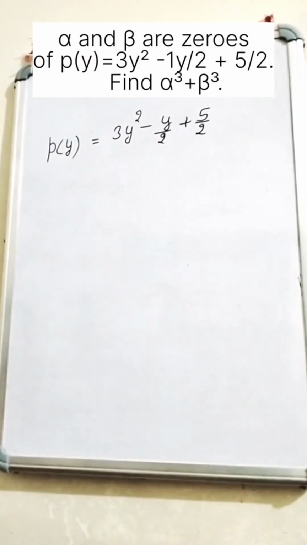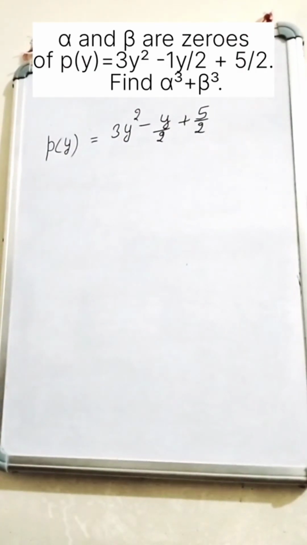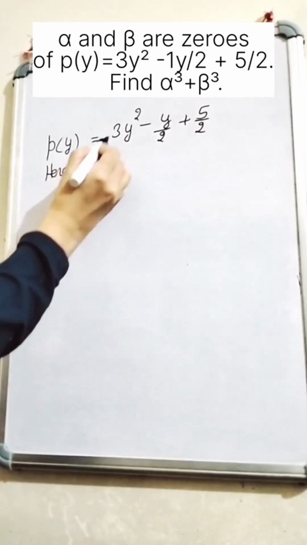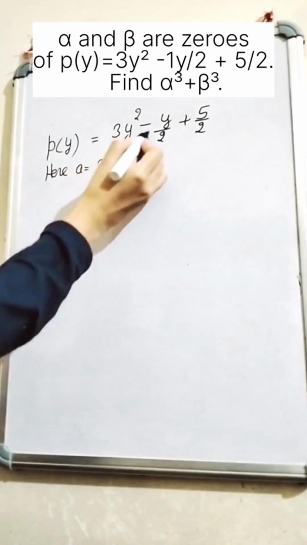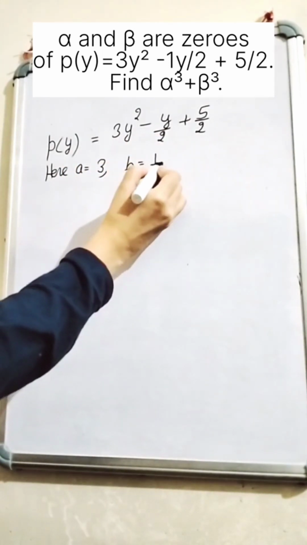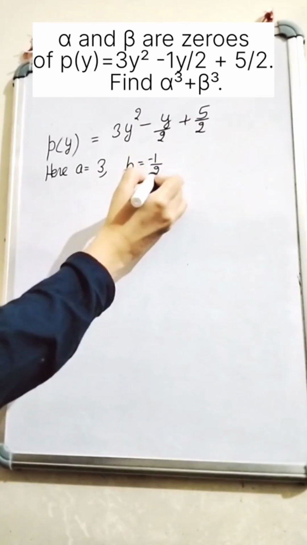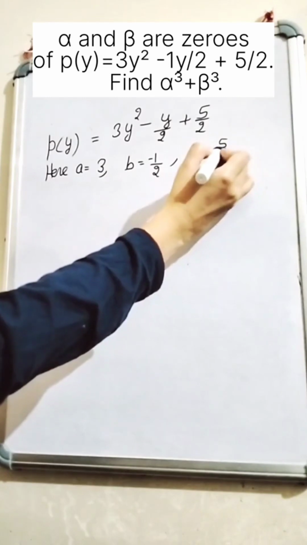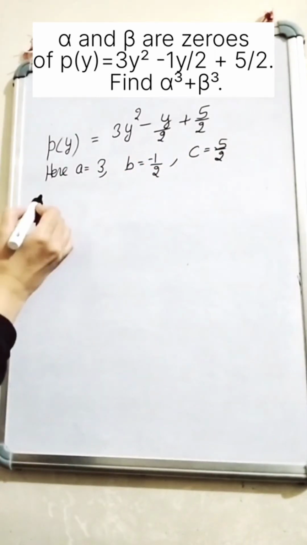So in this question we will see how we can solve the question if the coefficients are in fractions. Now the polynomial is in y, the missing term is y, so the polynomial is in y. Here a is the coefficient of the highest term y square, so a is equal to 3 and b is the coefficient of y, this is minus 1 by 2, and c is the constant term, this is 5 by 2.